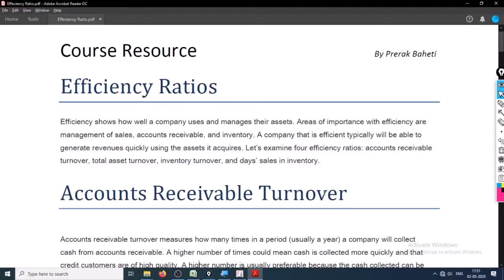Hi, welcome back. The next analysis is the efficiency ratio. Efficiency, as the name suggests, is how well a company uses and manages its assets. Important areas where we need to apply these efficiencies are sales, accounts receivable, that is receiving the money from debtors, and inventories, that is making sure that new inventory comes in on time and the old inventory gets sold. Let's examine the four efficiency ratios: accounts receivable turnover, total assets turnover, inventory turnover, and days sales.